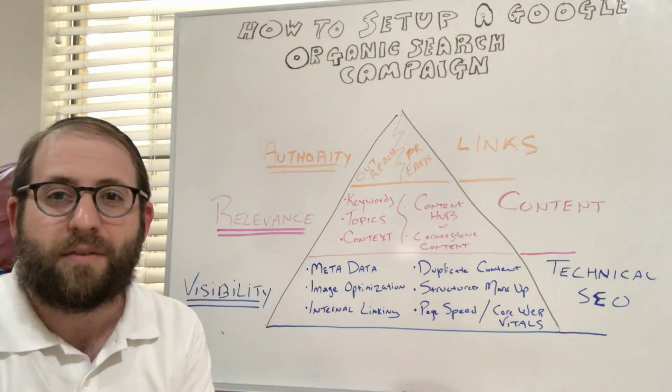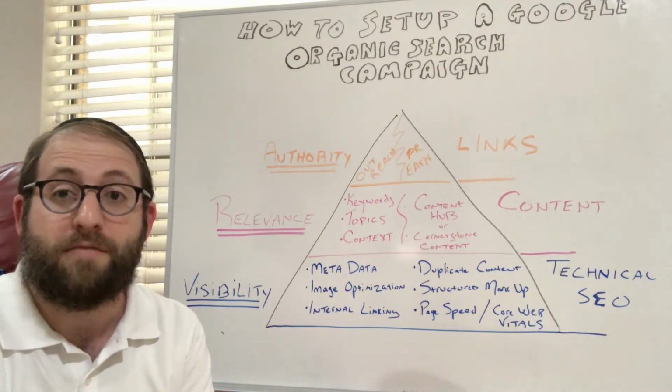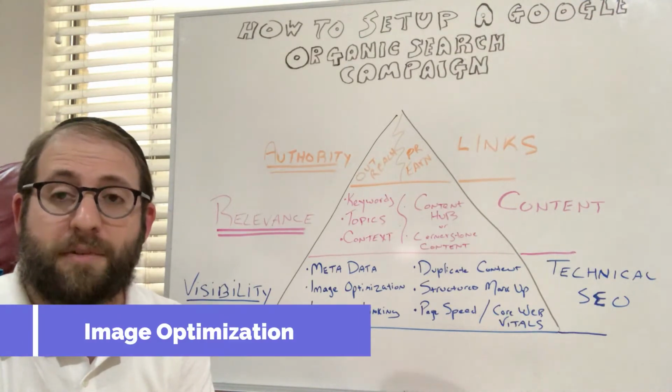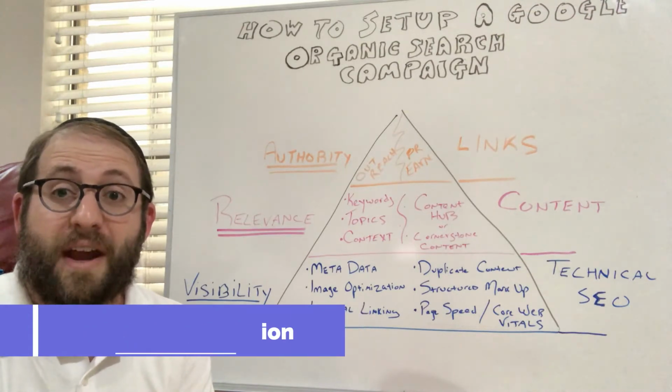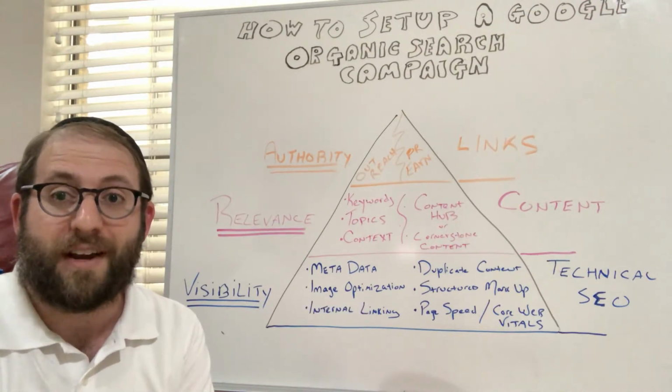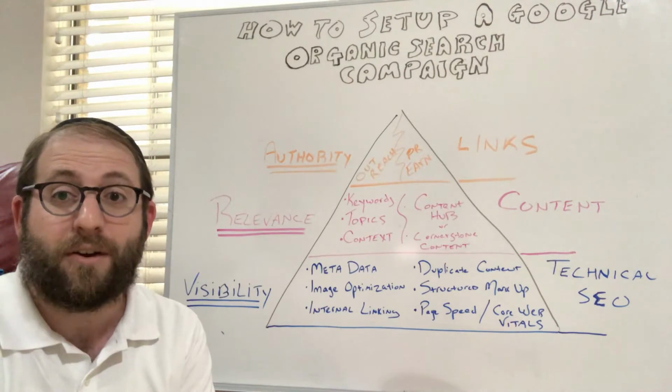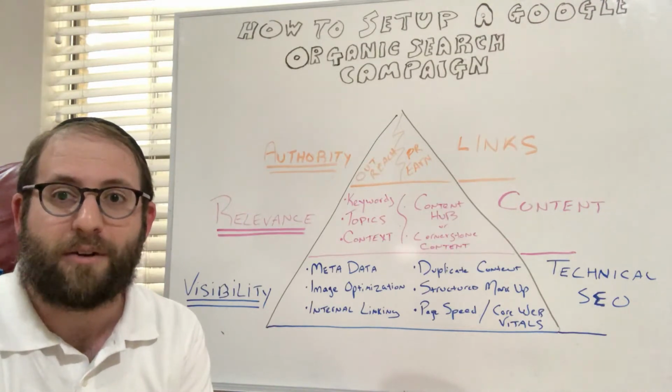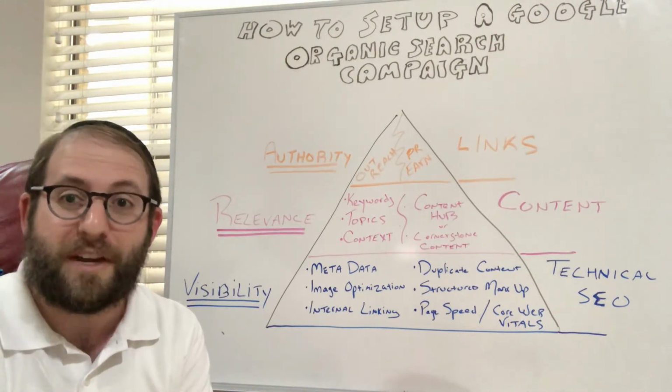In addition to that, another big part of making your website visible is image optimization. And that means making sure that every single image on your website has an alt tag and a title tag, and even the file name, making sure that those are optimized so that Google knows what it's talking about, because Google naturally doesn't know what's in a picture.